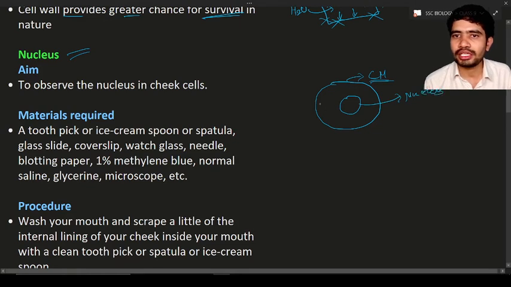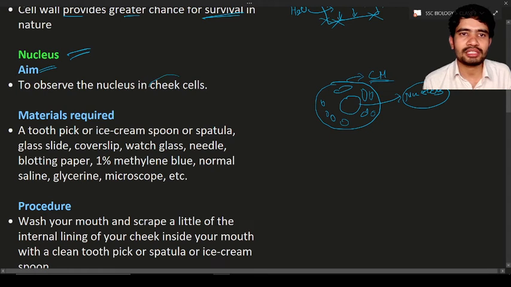Here will be the mitochondria, the Golgi apparatus, the endoplasmic reticulum and so on. So all these cell organelles are there. Among all of these, we are going to focus only on the nucleus. In this experiment, we have to identify the nucleus in the cell. Our aim is to observe the nucleus in cheek cells.